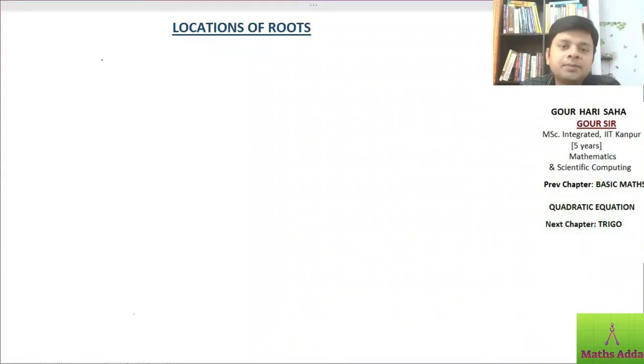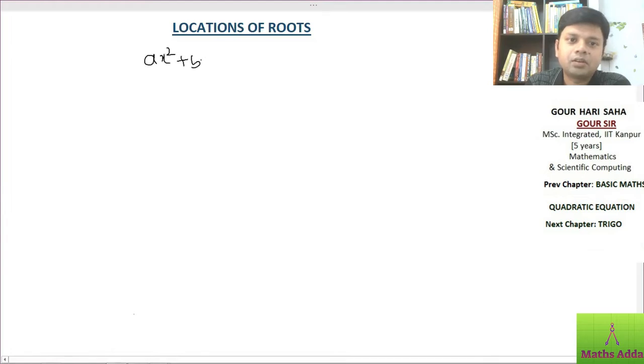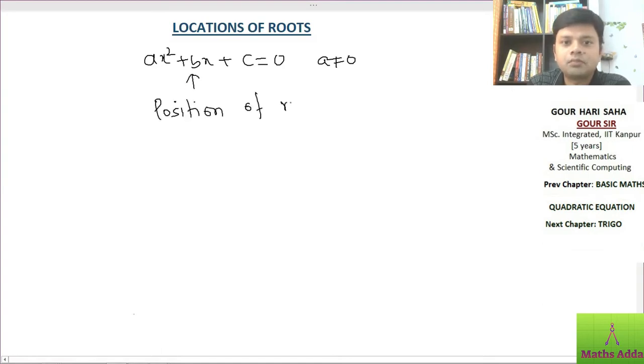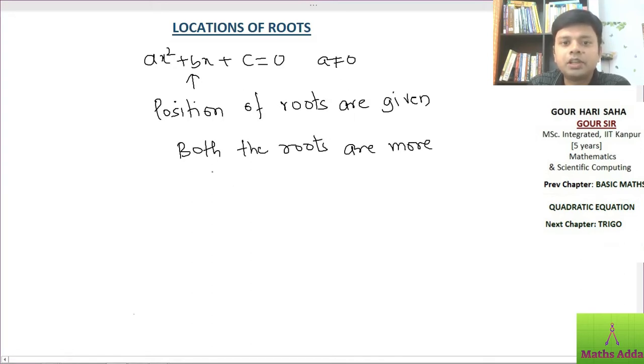So let's start. Location of roots is a topic where information about the position of roots is given and then it asks for a relation between the coefficients a, b and c. So ax square plus bx plus c is given, where the position of roots is given. They will give information like both the roots are more than 3.